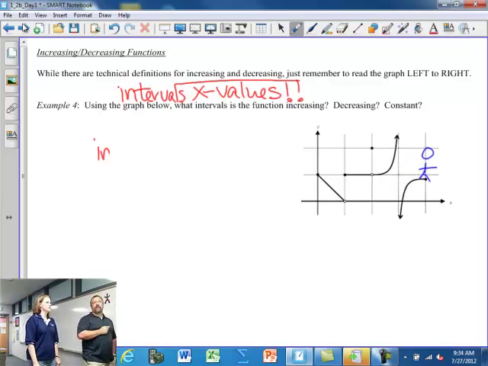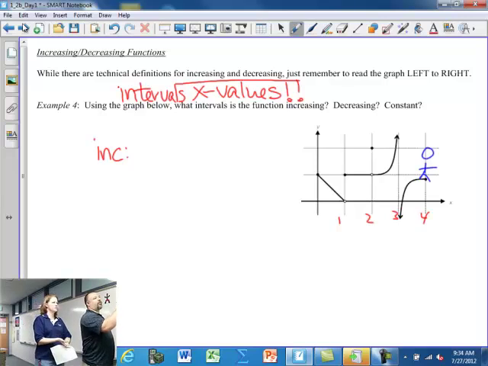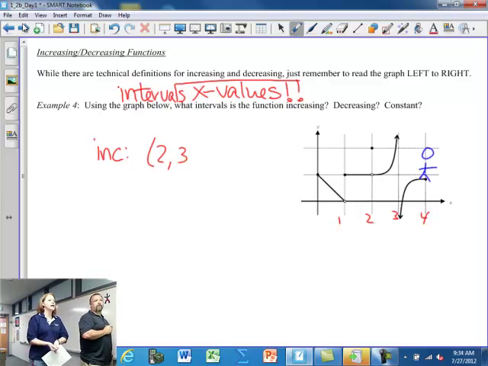Okay, so increasing. When is he increasing? Well, we're going to abbreviate it this way. He's increasing. Now, can we assume that these are going by the scales of 1 here? Yes. Okay, let's go 1, 2, 3, 4, if it makes you feel better. So he's increasing from 2, but I cannot include the 2, to 3, but I cannot include the 3 either because that was an asymptote. Yep.